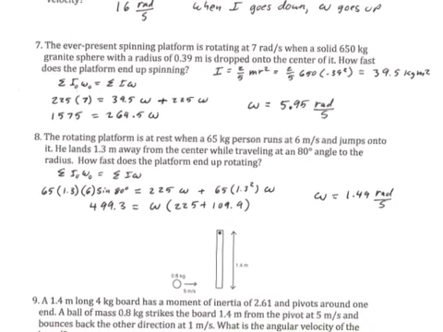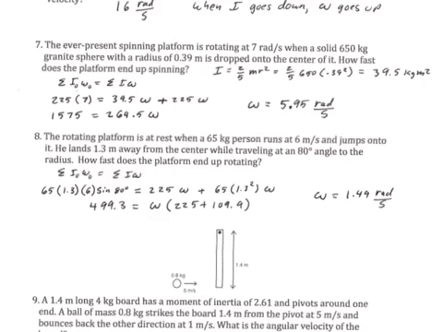Alright. Now, the rotating platform is at rest when a 65 kilogram person runs at 6 meters per second and jumps onto it. He lands at this radius, at this angle to the radius. So, this is basically a very common kind of problem to ask you. So, again, I'm going to use conservation of angular momentum.